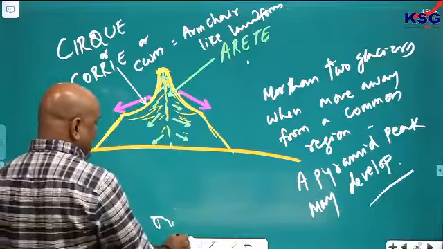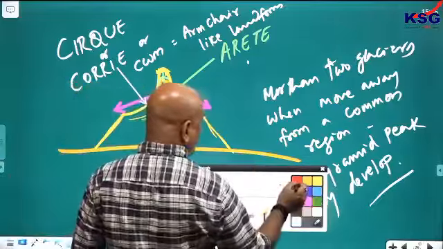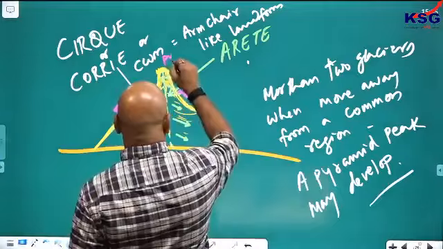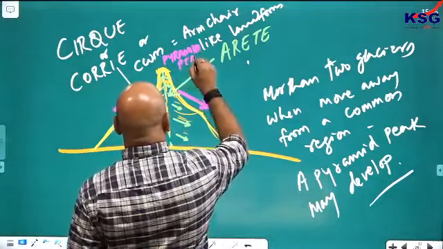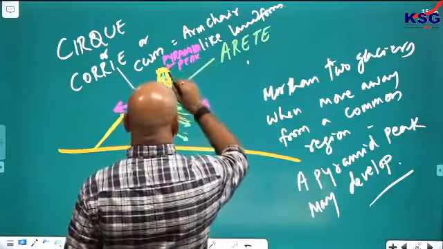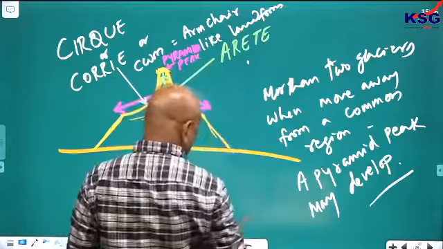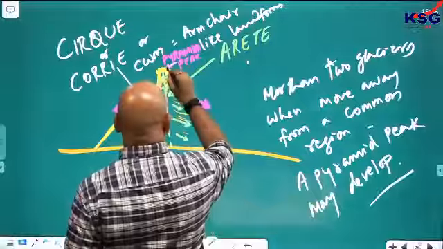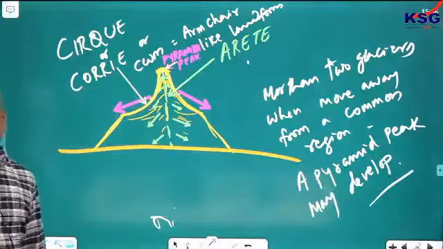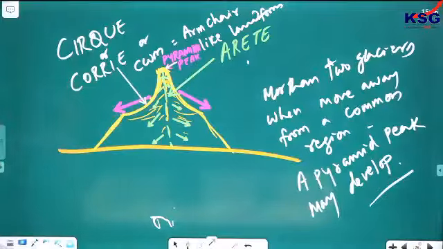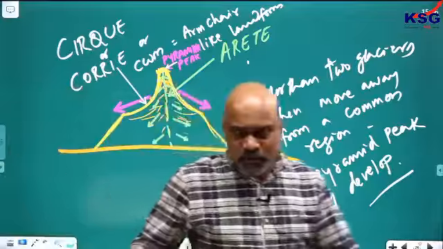This is your pyramidal peak. Here is the pyramidal peak. This is the pyramidal peak here. A peak with the pyramid shape. Pyramid-shaped peaks are called pyramidal peaks. Okay, I hope it is clear to you. Let me now move on to another one.